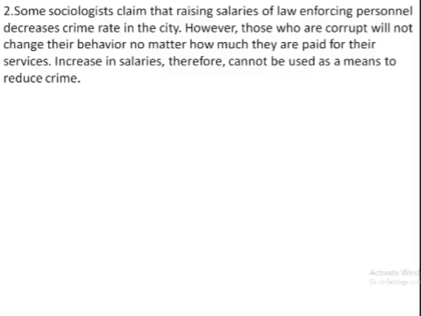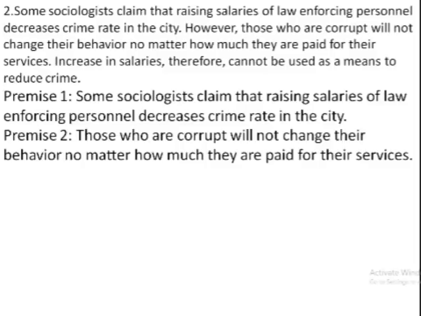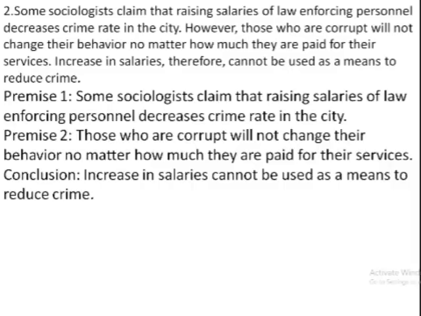Second one, what's the premise here? Some sociologists claim that raising salaries of law enforcing personnel decreases crime rate in the city. Those who are corrupt will not change their behavior no matter how much they are paid for their services. So the conclusion is increase in salaries cannot be used as a means to reduce crime. "Therefore" is an indicator used here to show us what's the conclusion.